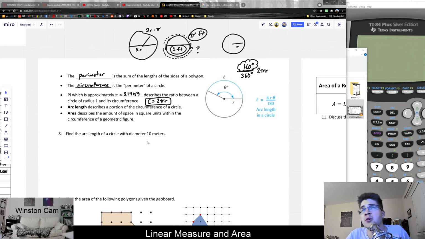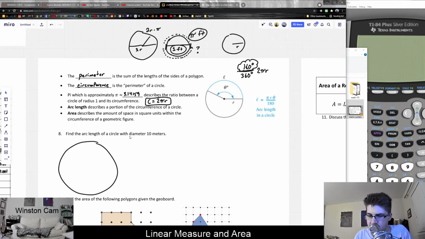But let's look at an example. So it says, find the arc length of a circle with diameter 10 meters. So imagine you have a big old circle here where the diameter, basically the width, which is just called the diameter in a circle, just to say it once again, pretend this is a nice perfect circle, is 10 meters all the way across.